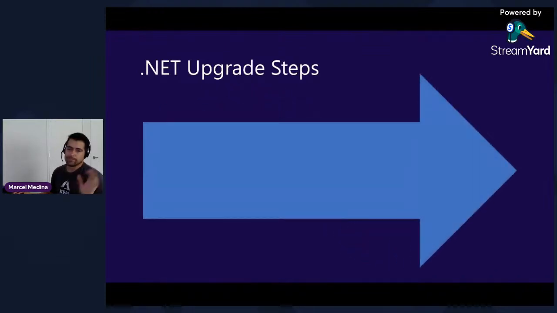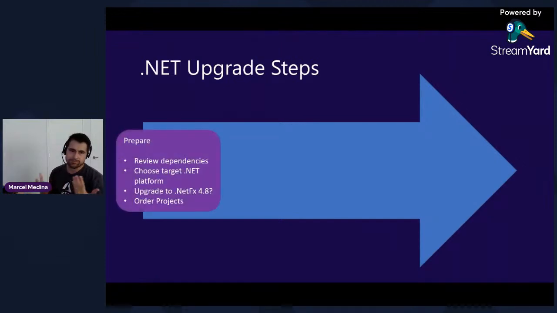So let's bring some building blocks, so we know what we need to do. If you have a .NET Framework application you want to upgrade, what are you going to do? You're going to prepare. You're going to do some sort of analysis on the application, review dependencies, see how the libraries and the project are connected, and you're going to make a choice of which .NET platform you're going to pick.